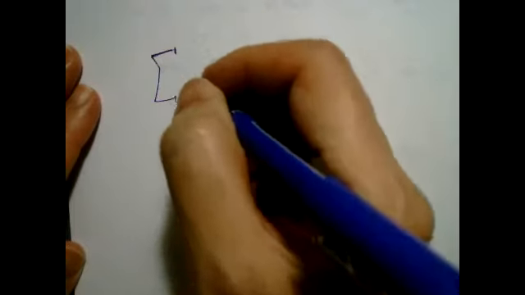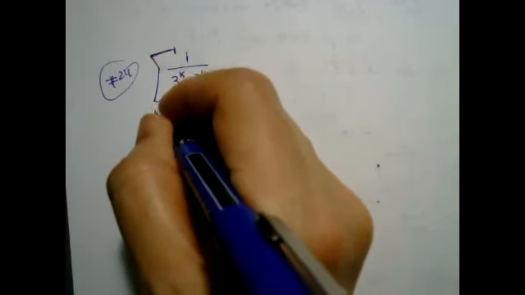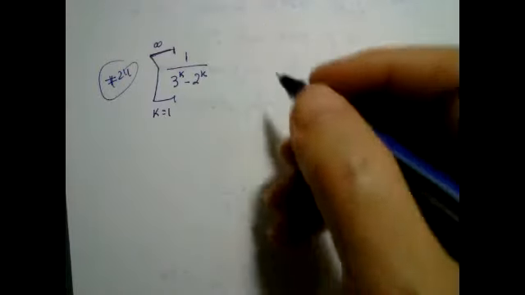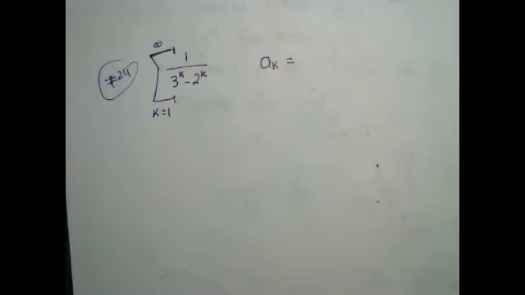Suppose I take the following problem. It is of course one of the problems I assigned. Sigma 1/3 to the k minus 2 to the k. And this is problem number 24. And my k, I think, can start at 1 all the way to infinity. And so this is my AK. The question now is what to compare it with.